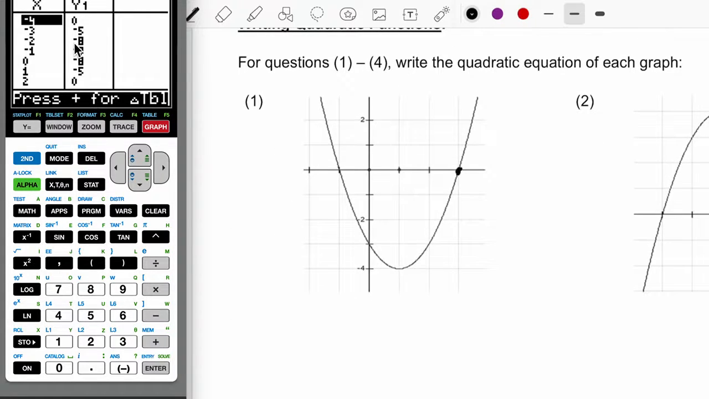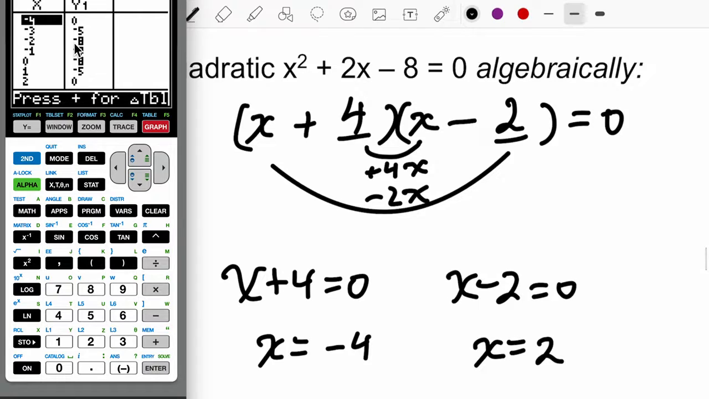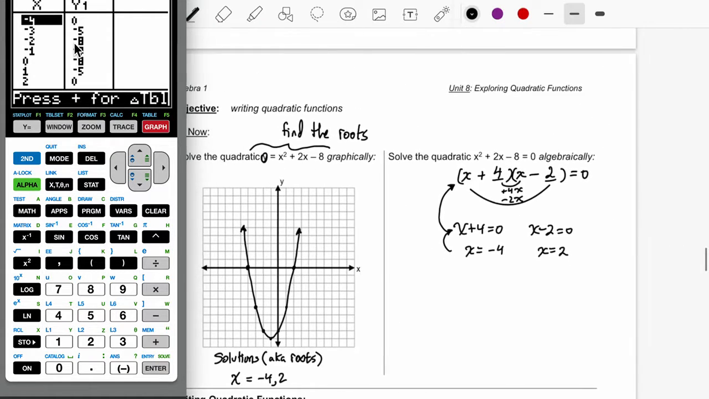So we have an x-intercept here at x equals 3. An x-intercept here at x equals -1. We could use that information basically following this process, but in reverse. We can come up with the equation. Well, or at least the equation that led to those roots.